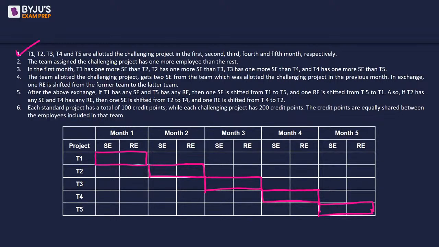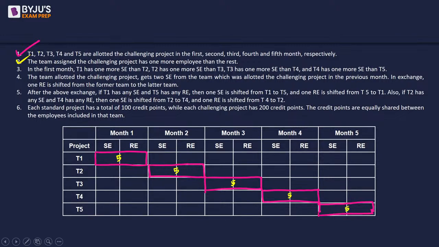Next, the team assigned the challenging project has one more employee. That means the total number of employees here, adding SE and RE in each of these pink blocks, should be 5. So that's what the second point tells us.